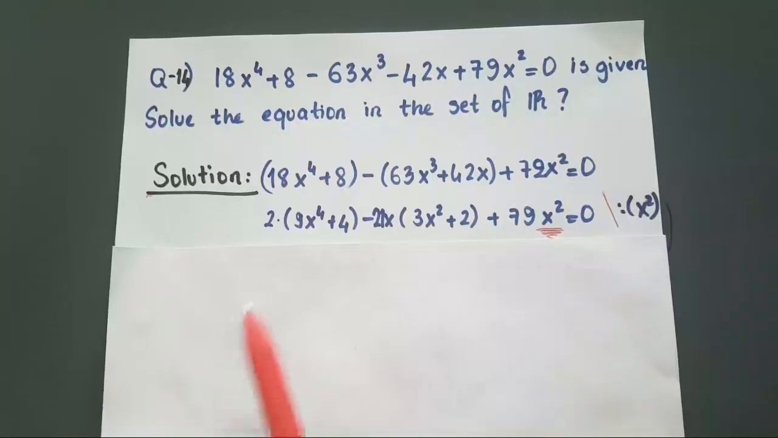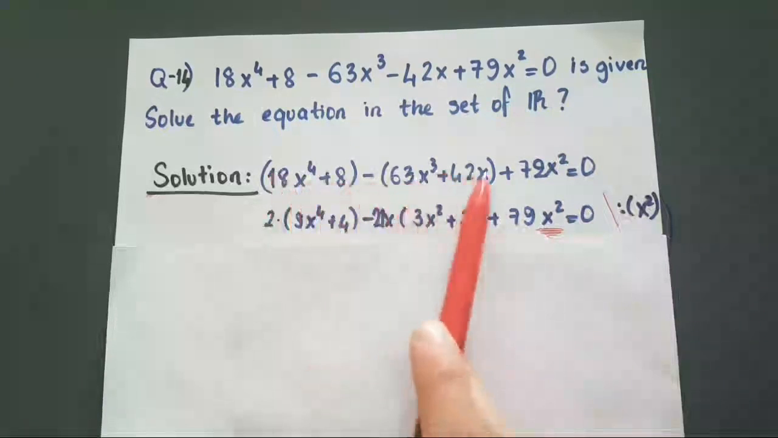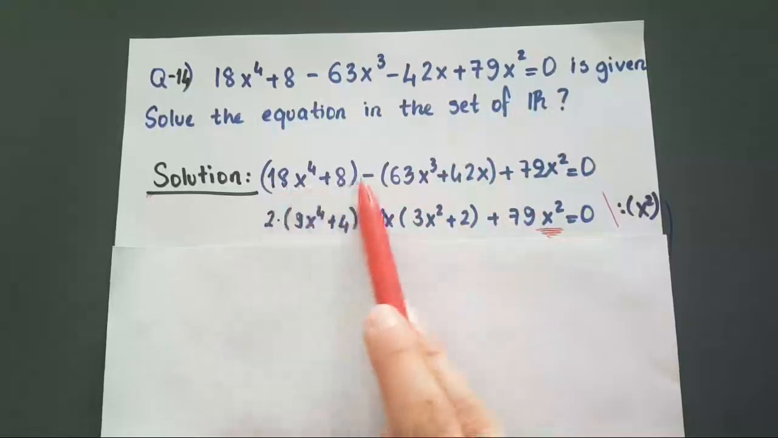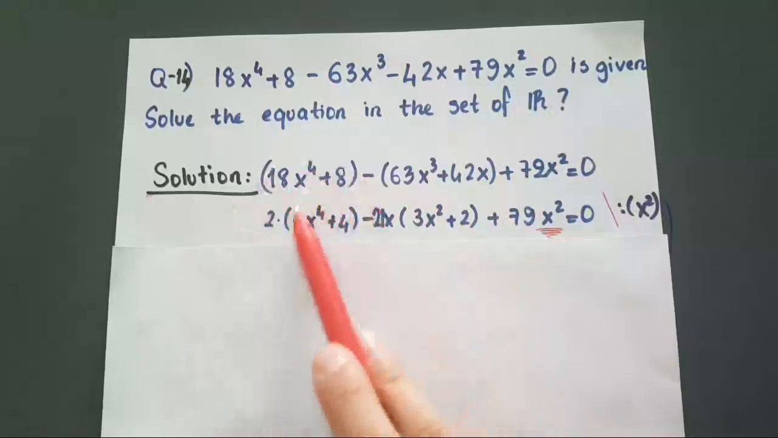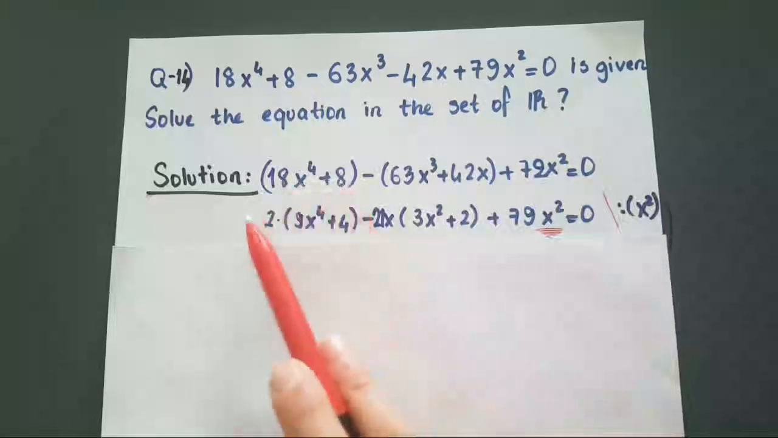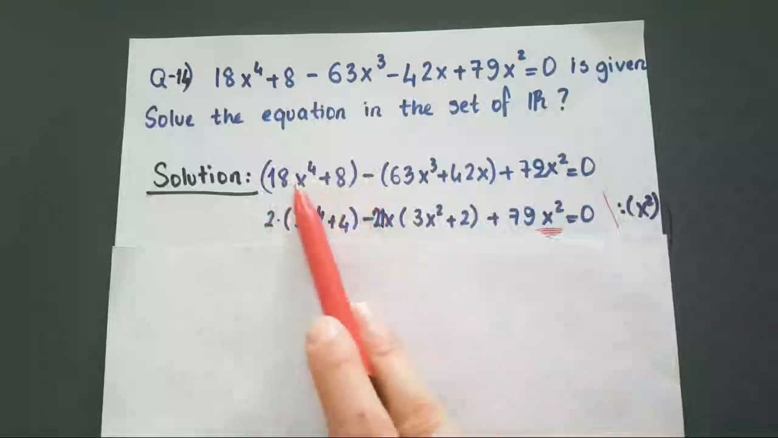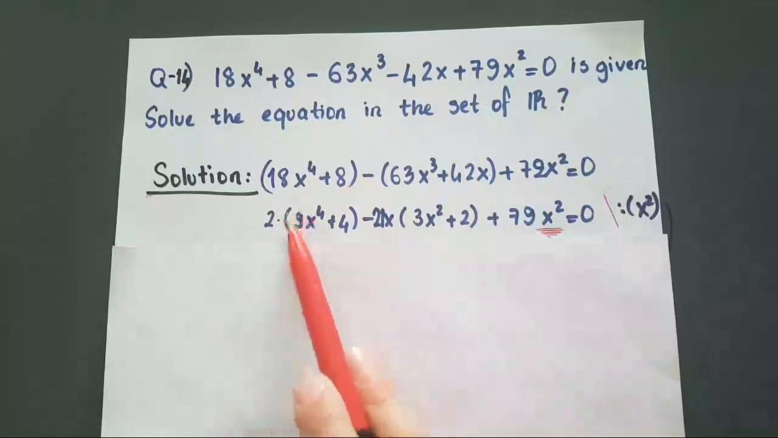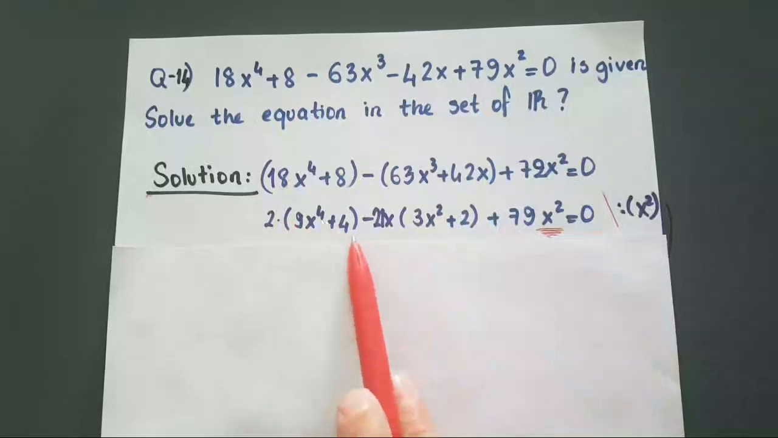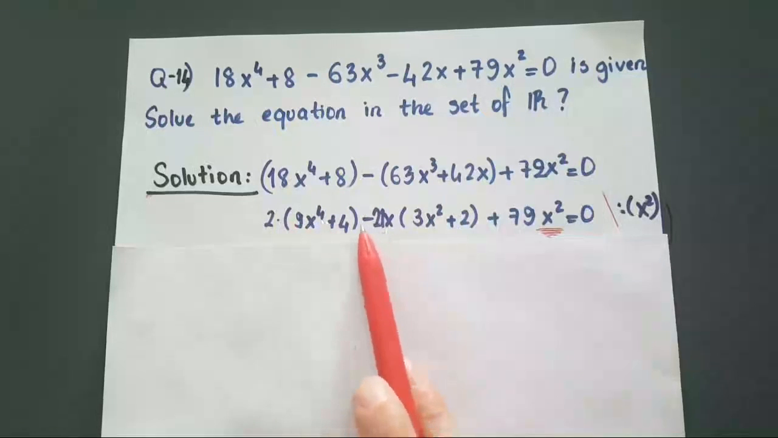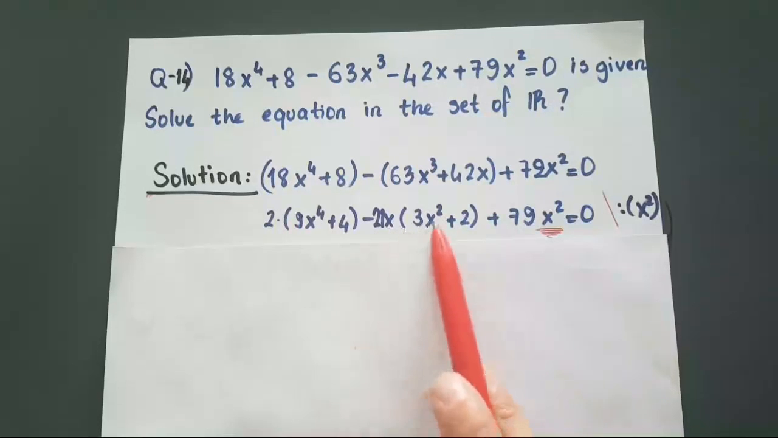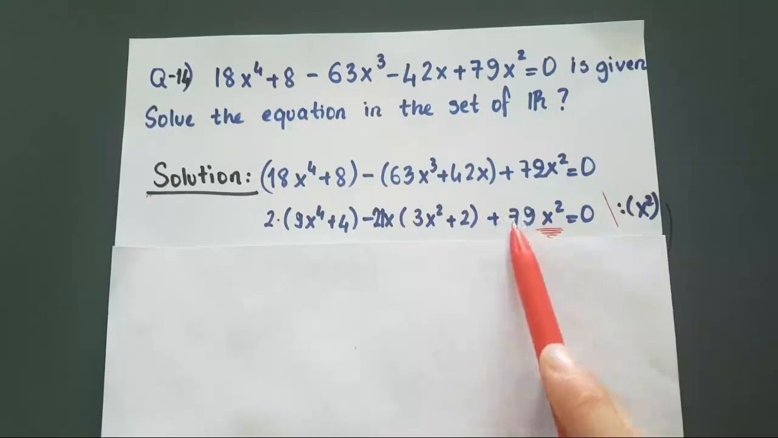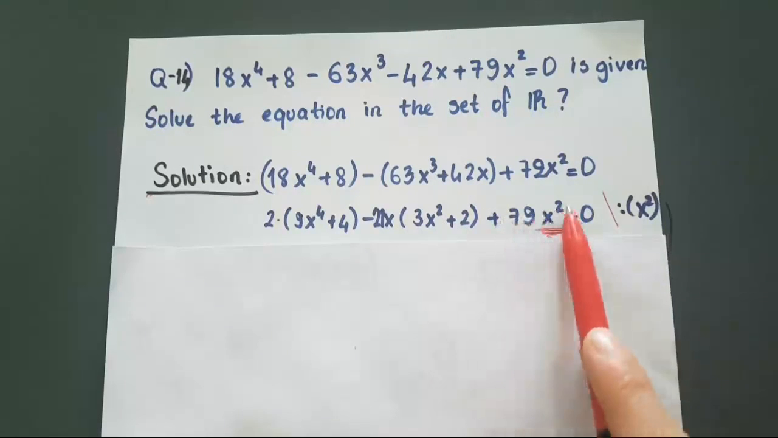Okay, now I grouped first by second, third by fourth, and the fifth is alone. So when I take the common factors out of the brackets, from the first one I have 2. Both are divisible by 2, so I can write the first group 2 times (9x to the power of 4 plus 4). And the second one is negative 21x times (3x to the power of 2 plus 2). And the last one is 79x to the power of 2.